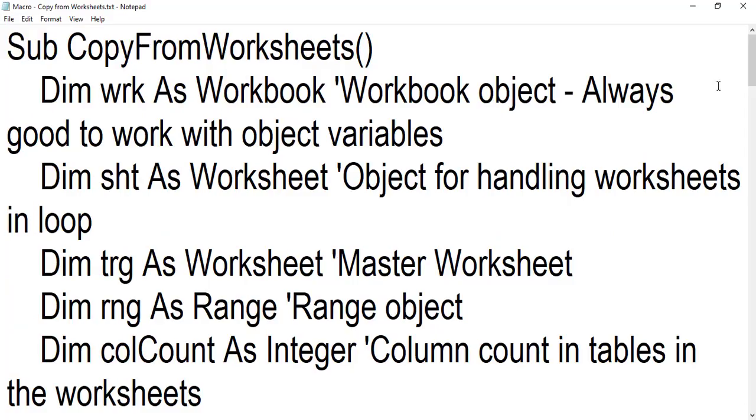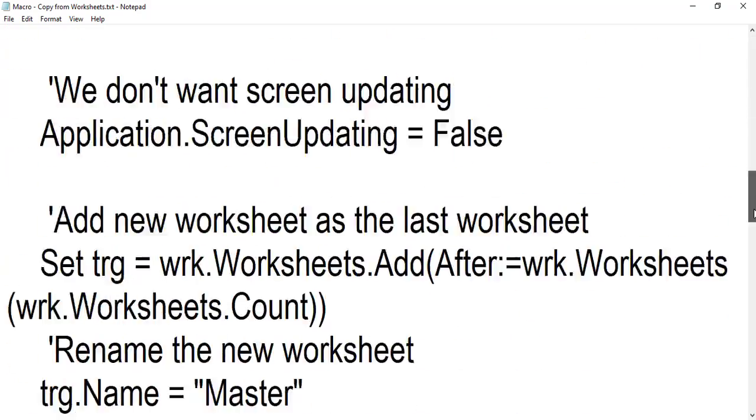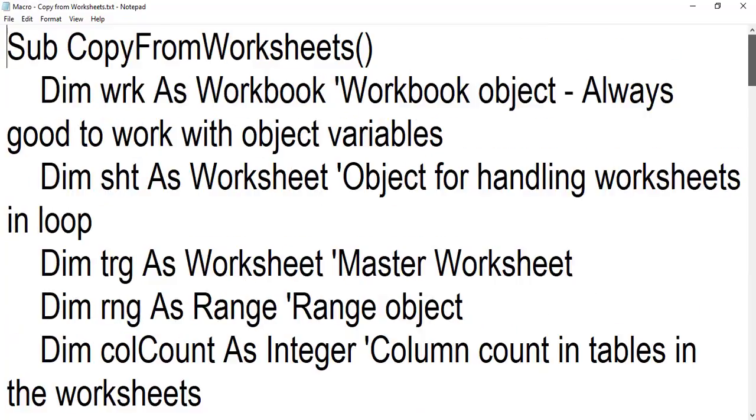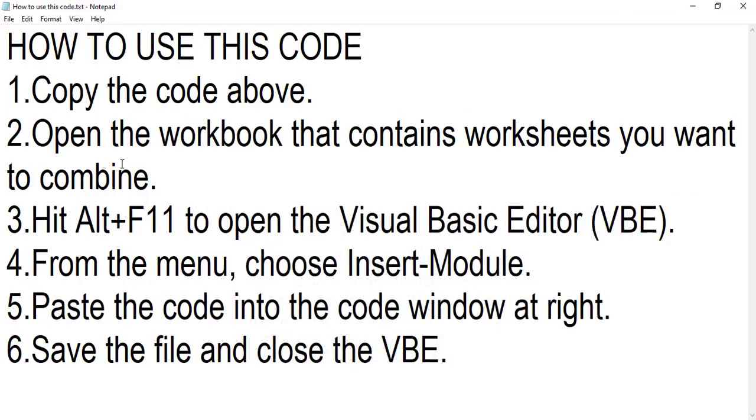This is a VBA macro code, as you can see. You just need to select all, copy and paste. So let's discuss the steps. Open the workbook that contains the worksheets you want to combine. Press Alt F11 to open the Visual Basic Editor window. From the menu, choose Insert, Module, paste the code into the code window at right, save the file and close the VBE, and then apply it. These are very basic, simple steps you need to follow for the VBA macro.